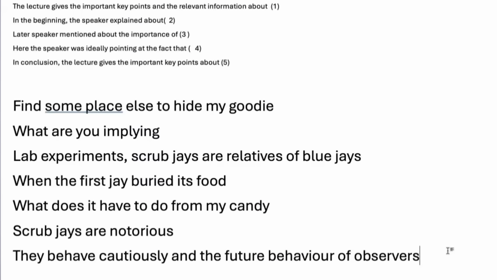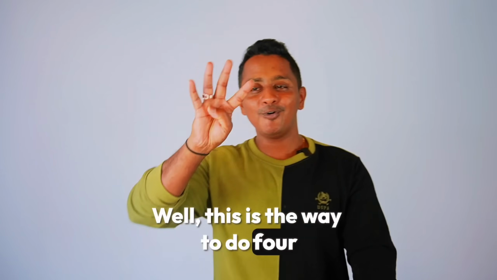The lecture gives the important key points and the relevant information about find some place else to hide my goodie. What are you implying? In the beginning, the speaker explained about lab experiments, scrub jays are relatives of blue jays. Later, speaker mentioned about the importance of when the first jay buried its food. What does it have to do with my candy? Here, the speaker was ideally pointing at the fact that scrub jays are notorious. They behave cautiously and the future behavior of observers. In conclusion, the lecture gives the important key points about scrub jays are notorious, they behave cautiously and the future behavior of observers.